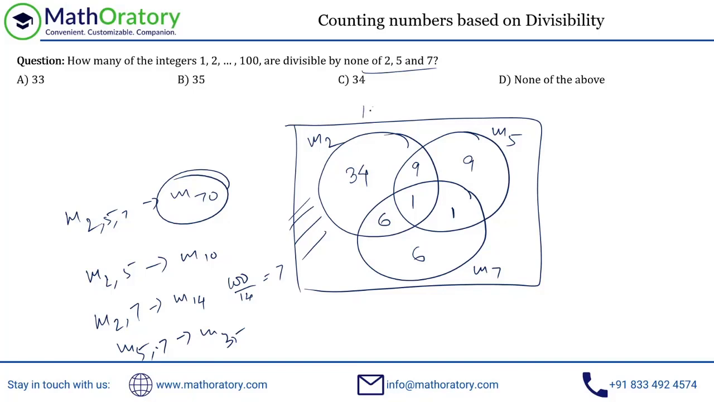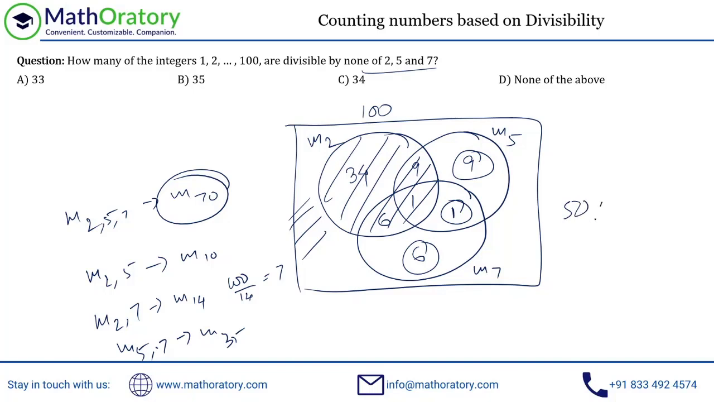So there are 100 numbers in total. By the way, this entire circle is 50, right? So you don't have to add this up. These are the multiples of 2. Apart from that, you have this 9, 1, and 6. So 50 and another 16. So that's 66 numbers inside the region. So outside the region, you should have 34 numbers, and that should be the answer to this problem.